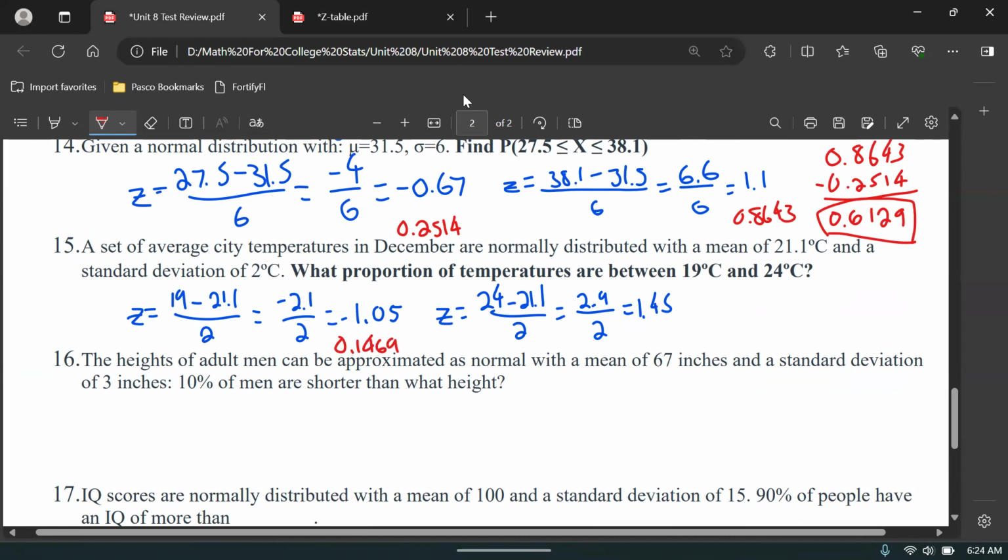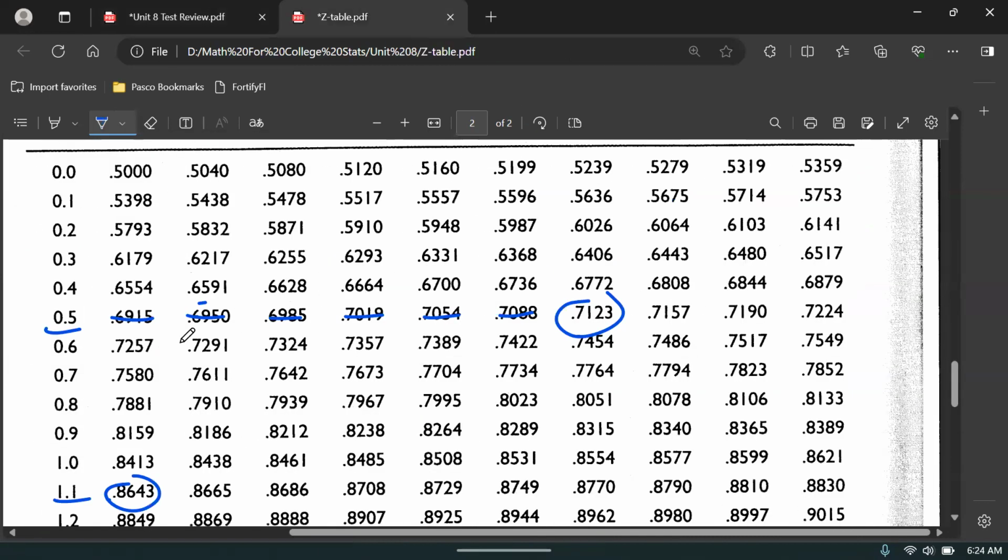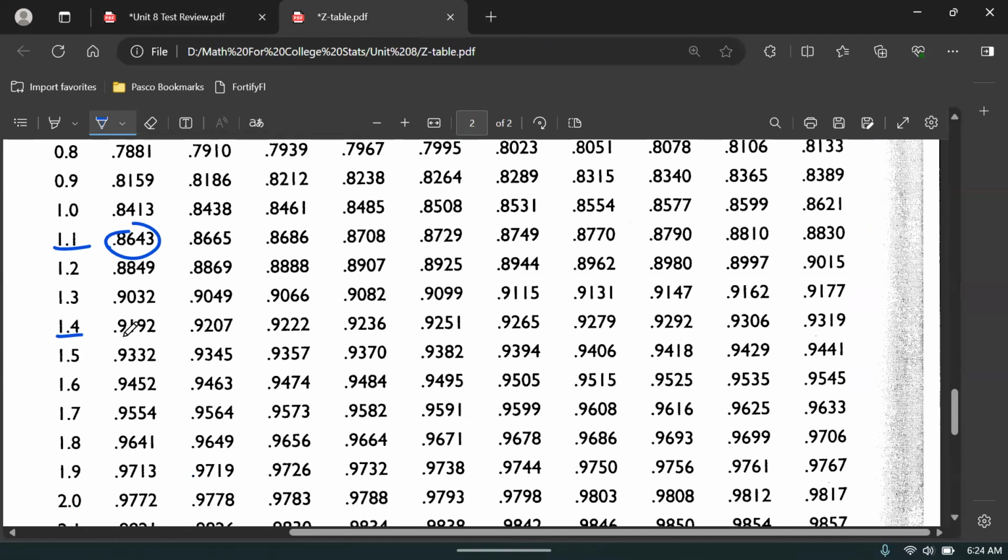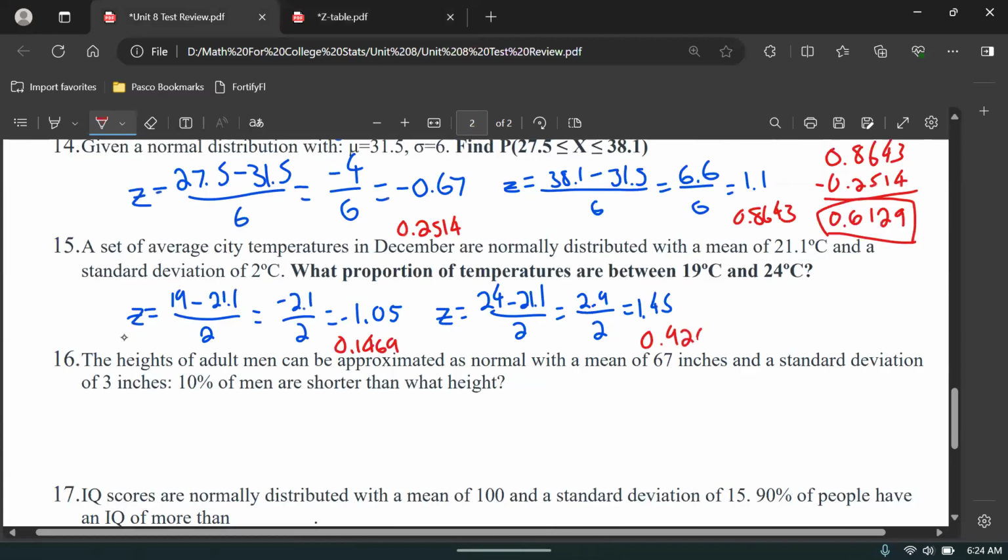That didn't help. All right. And then we have positive 1.45. So 1.45: 0.9265. And just like the last one, we're just going to subtract them from one another. And so let's see, we get 0.9265 minus 0.1469. We have 0.7796. All right, very good.